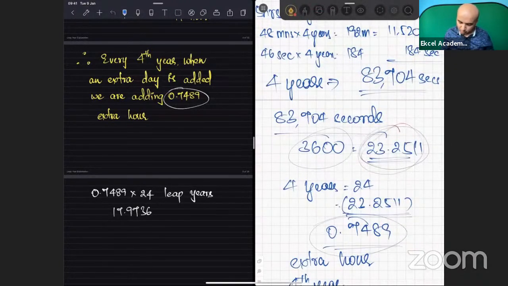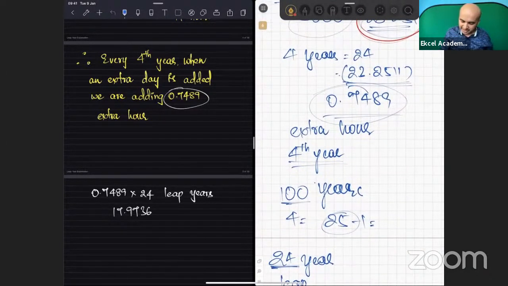23.2511. So because of that, we are converting that into 24. Because of that, there arises some difference. What is the difference? 0.7489. This doesn't make much sense over a period of 3-4 years, but over 100 years it gets accumulated.